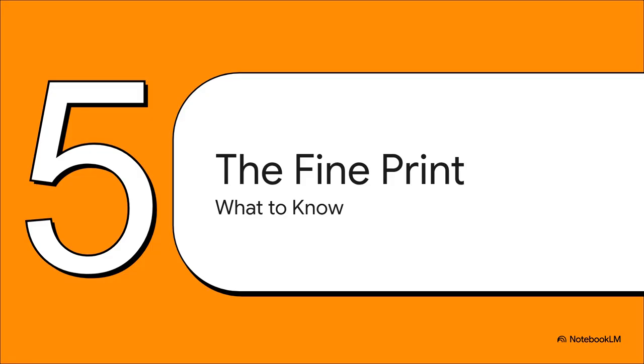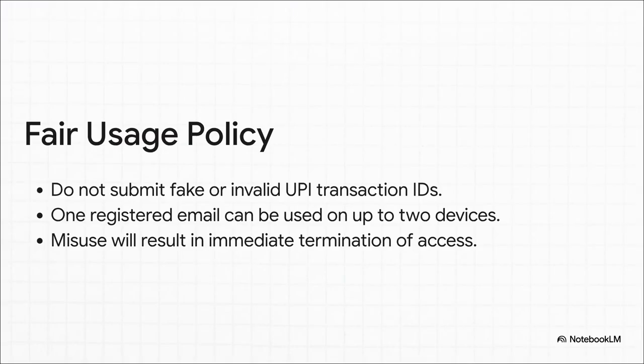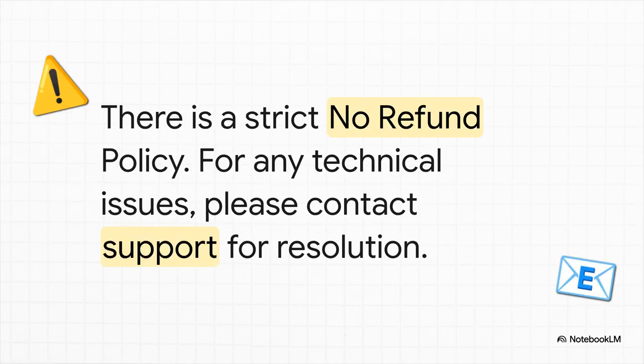All right, let's move on to a really important part, the fine print. To trust any service, you've got to know the rules of the road. So let's get into the key terms so you know exactly what you're signing up for. The fair usage policy is built on trust, and it's super simple. First, you have to use a valid UPI transaction ID for payment. Pretty straightforward. Second, your subscription, your registered email, can be used on up to 2 devices, like your laptop and your phone.